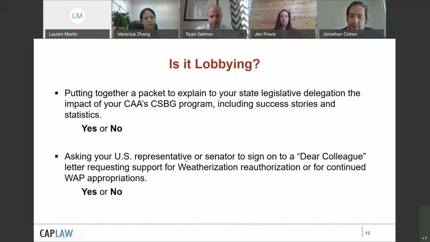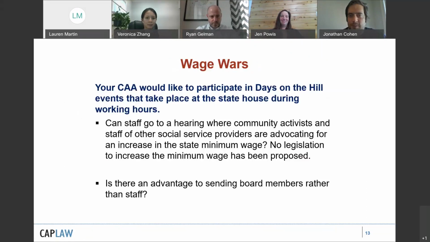And then the last scenario, asking your representative or senator to sign on to a Dear Colleague letter requesting support for weatherization reauthorization or continued appropriations. A legislator is still involved. You're asking them to do something with regard to that legislation. You're advocating for that position, communicating with them. So yes, that would be lobbying as well. And then there's one more set of hypotheticals that Veronica will take you through now.